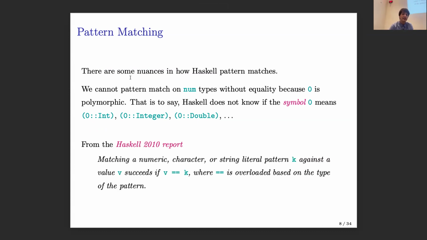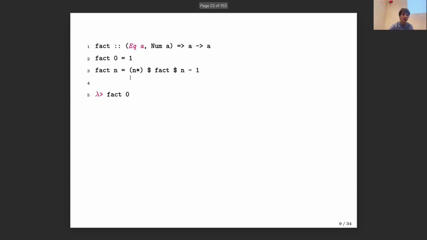This is from the 2010 Haskell report. Matching a numeric, character, or string literal pattern against a value succeeds only when they're equal. So it's not actually doing a string comparison in this case. It's doing an equality comparison. This is why we necessarily need an Eq type. So just keep in mind, the Num class does not provide Eq. It's kind of strange, but it's true. They're disjoint. Okay, so I'm just going to add equality back in here.